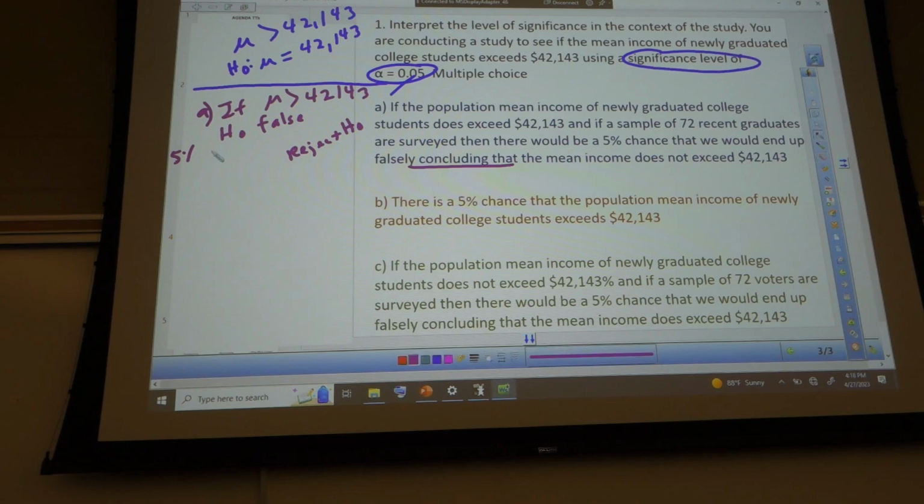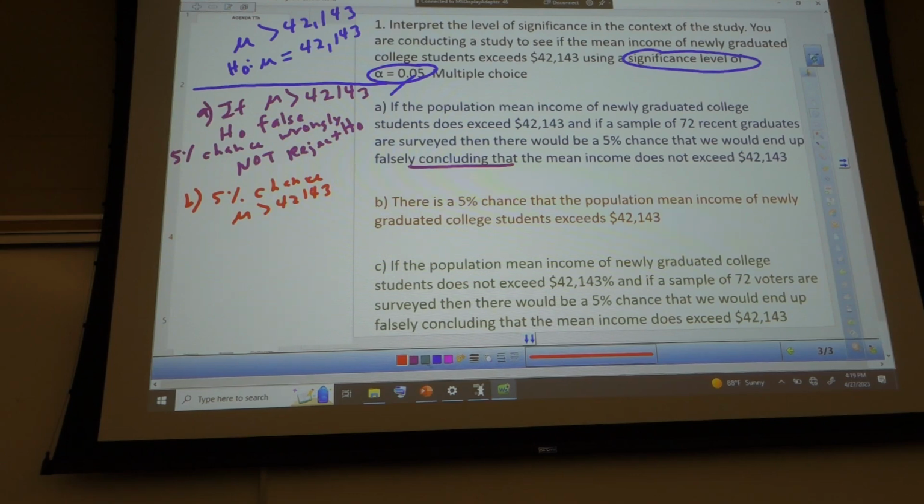5% chance I wrongly do not reject H naught. Okay. And then there's B. B says there's a 5% chance that mu is greater than 42,143. So I don't know whether it's true or false, but there's a 5% chance that it's bigger.